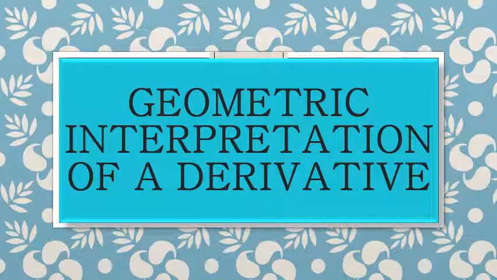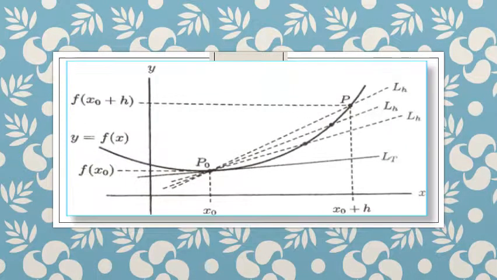The next topic of the implicit differentiation is the geometric interpretation of a derivative. So let's consider this graph. So let the curve of a function f, itong function na to, defined by y equals f of x. So, ibig sabihin, itong curve na to is yan yung curve natin na y equals f of x, be given. So, draw a line, L sub h.